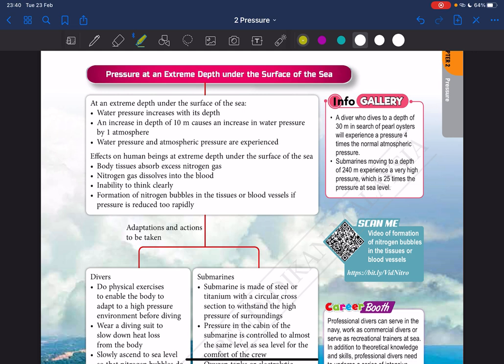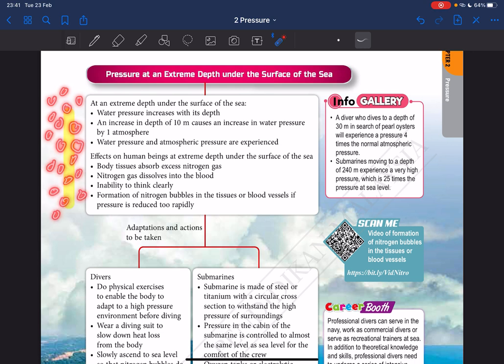So what happens when you suddenly ascend? Let's say after you dive, then suddenly you go up very, very quickly. What happens is there's a change of pressure, right? The change of pressure happens very rapidly, and this will cause the nitrogen gas you absorbed to not be able to be exhaled. So it causes bubbles in your tissue, and this is actually very dangerous. It can cause you to be in extreme pain, and in some cases it may even cause you to die.